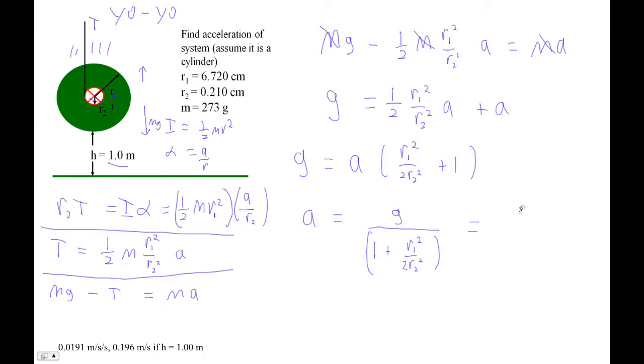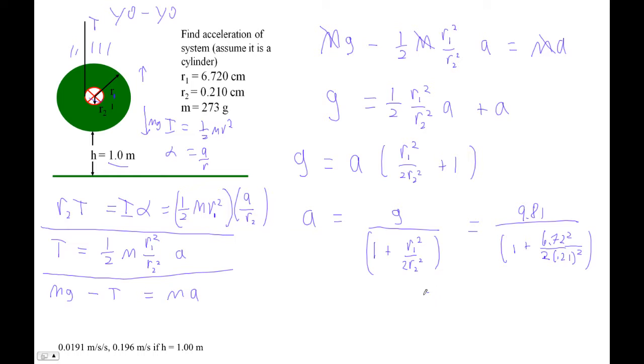And now we can just plug in numbers. 9.81 divided by 1 plus, and then this is 6.72. Notice they're both in centimeters, so the ratio of them squared does not need to be converted. So it's 2 times 0.21, that's squared. That's squared. And this is going to be really small. The 1 is, this is a huge factor, right? Because let's just do this. All right. 9.81 divided by parentheses 1 plus 6.72 squared divided by 2 divided by 0.21 squared, right parentheses.